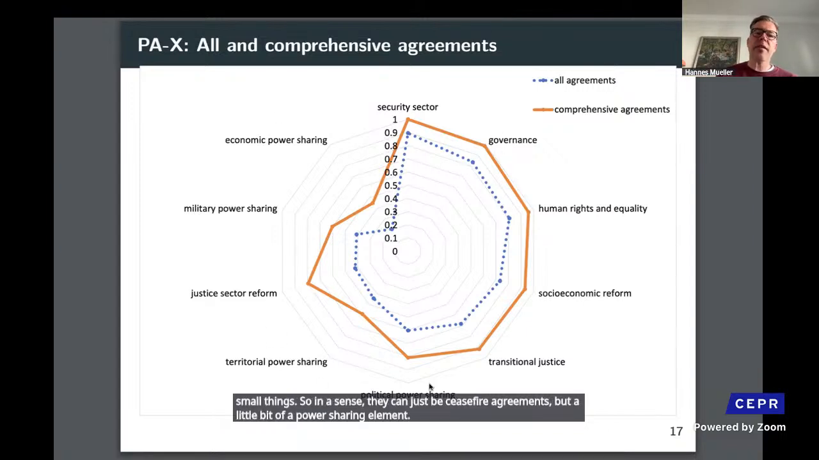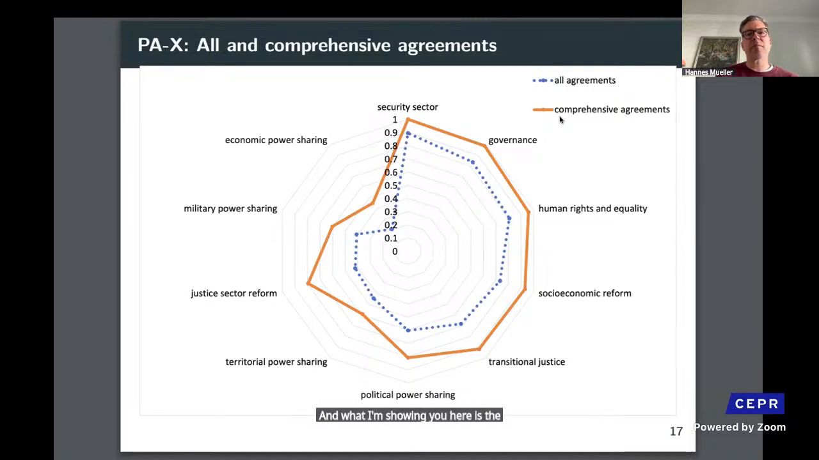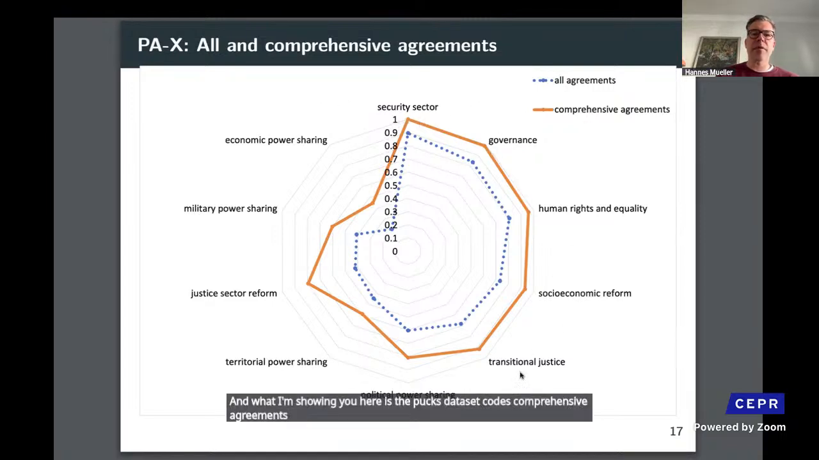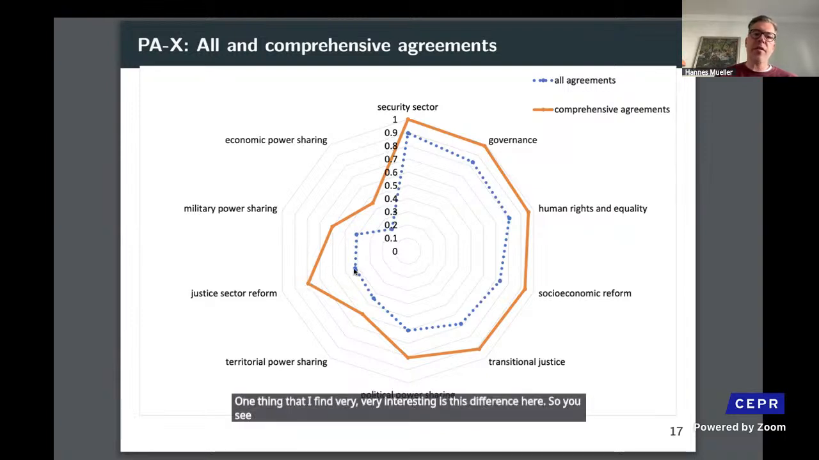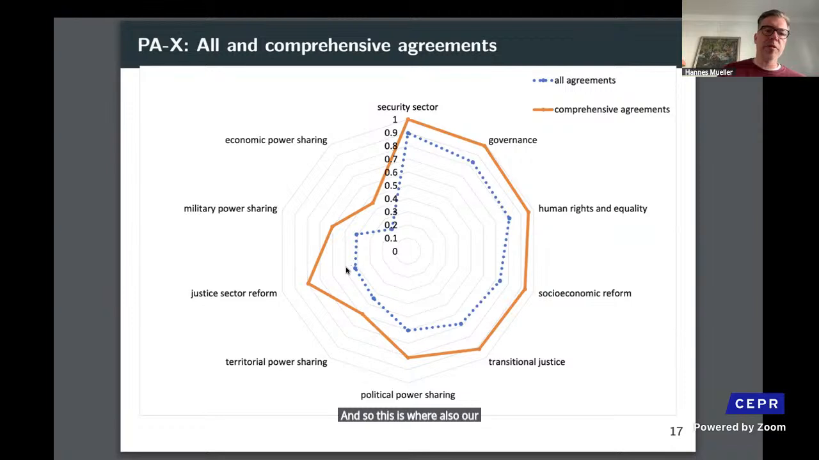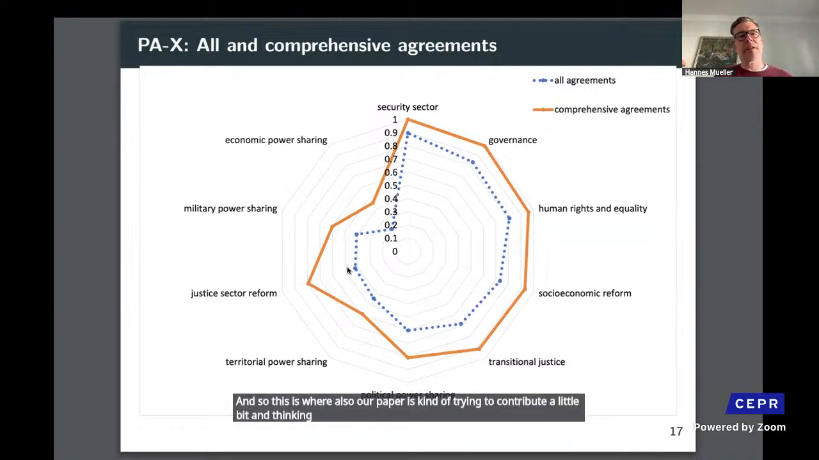And what I'm showing you here is that the PAX dataset codes comprehensive agreements as basically having more elements of all kinds of things, like there's more security sector reform, there's more mention of governance, more mention of human rights, equality, and so forth. And one thing that I find very, very interesting is this difference here. You see that there's a very, very strong difference between any agreement and comprehensive agreements on justice sector reform. And so this is where our paper is kind of trying to contribute a little bit, thinking maybe there is something with justice sector reform in the moment you're doing a power sharing agreement.